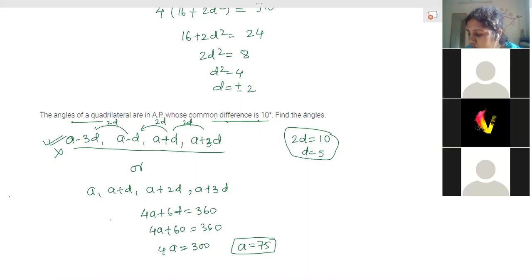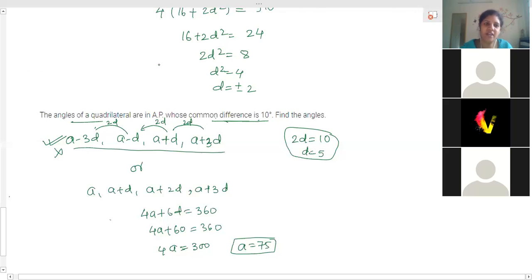For a question like divide 54, that means the sum of all the terms is that much. Divide 54 into 3 terms means what? A minus D, A, and A plus D, that means 3 parts. You are dividing into 3 parts, so the sum of the parts is equal to the total.